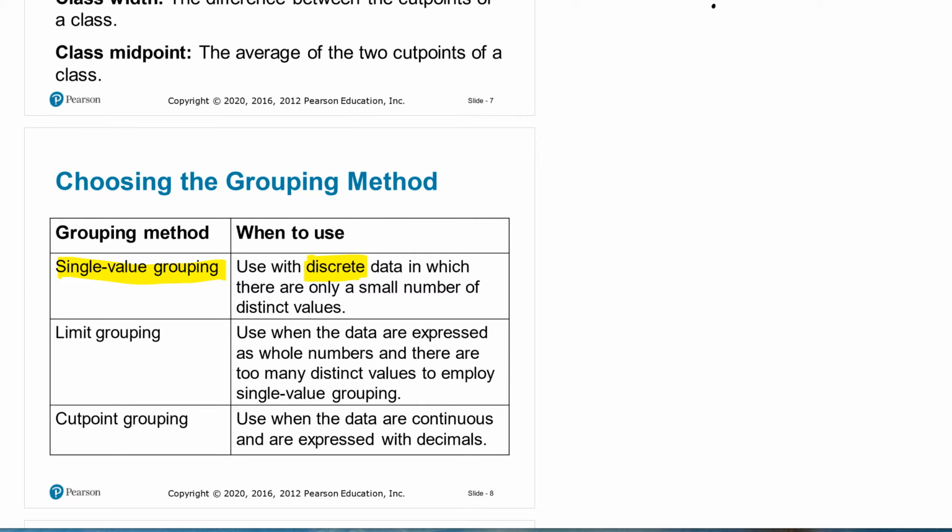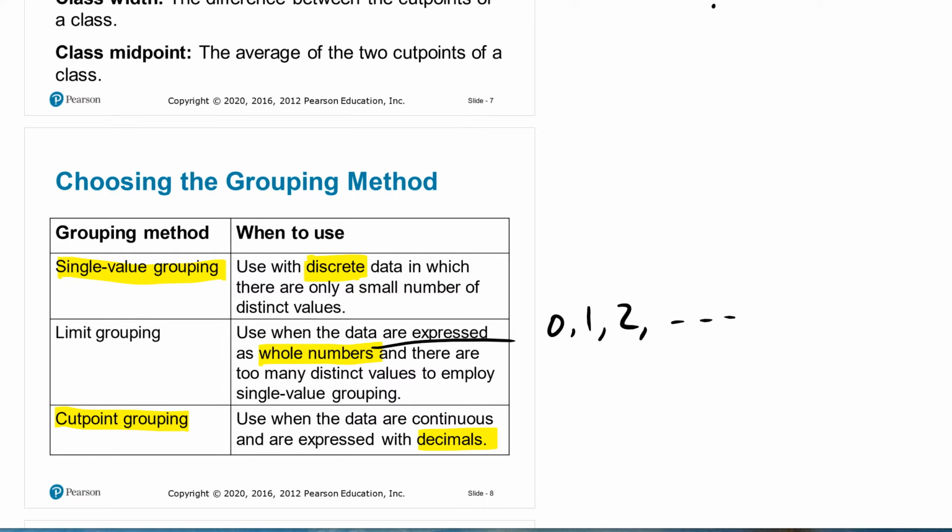For limit grouping, this is when we have whole numbers, that is, no decimals. Whole numbers start from 0, 1, 2, 3, all the way, no decimals. And then the next one, cut point grouping, is when we have continuous data. That involves decimals. It's not a whole number, it's decimals. That's where we use cut point grouping.